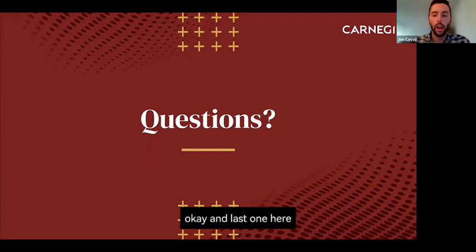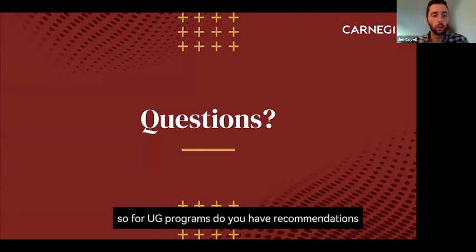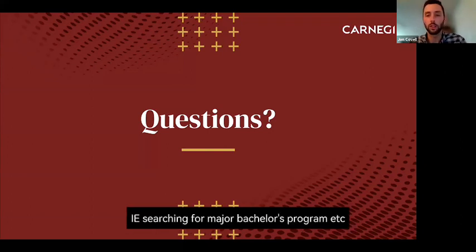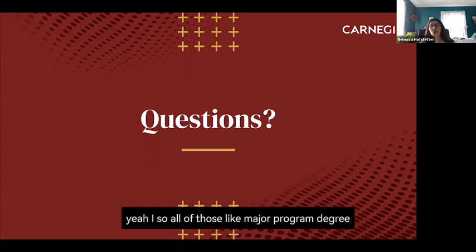Okay. And last one here, more on the keyword side of it and optimizing for that is, so for UG programs, do you have recommendations for optimizing for the different terms students could use, i.e. searching for major, bachelor's program, etc.? Yeah, so all of those, like major, program, degree, I try to work all those different variations throughout the content.